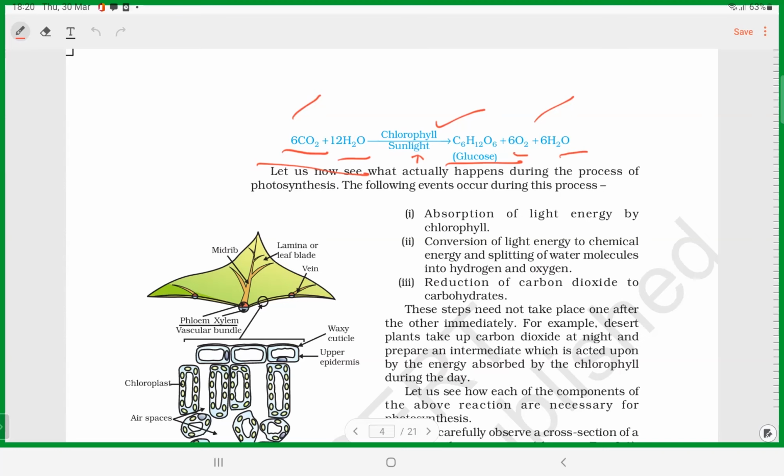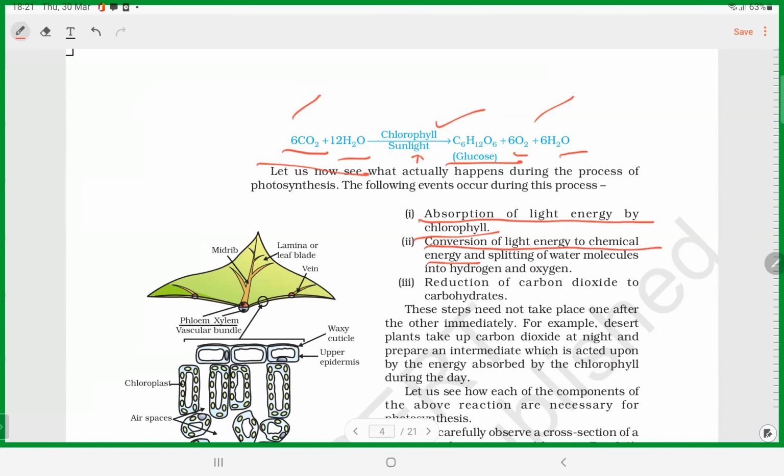But together, 3 important processes occur. What occurs in photosynthesis? The 3 points are given. What are they? Absorption of light energy by chlorophyll. That is the first important process. What is the second one? Conversion of light energy to chemical energy by splitting of the water molecule into hydrogen and oxygen.